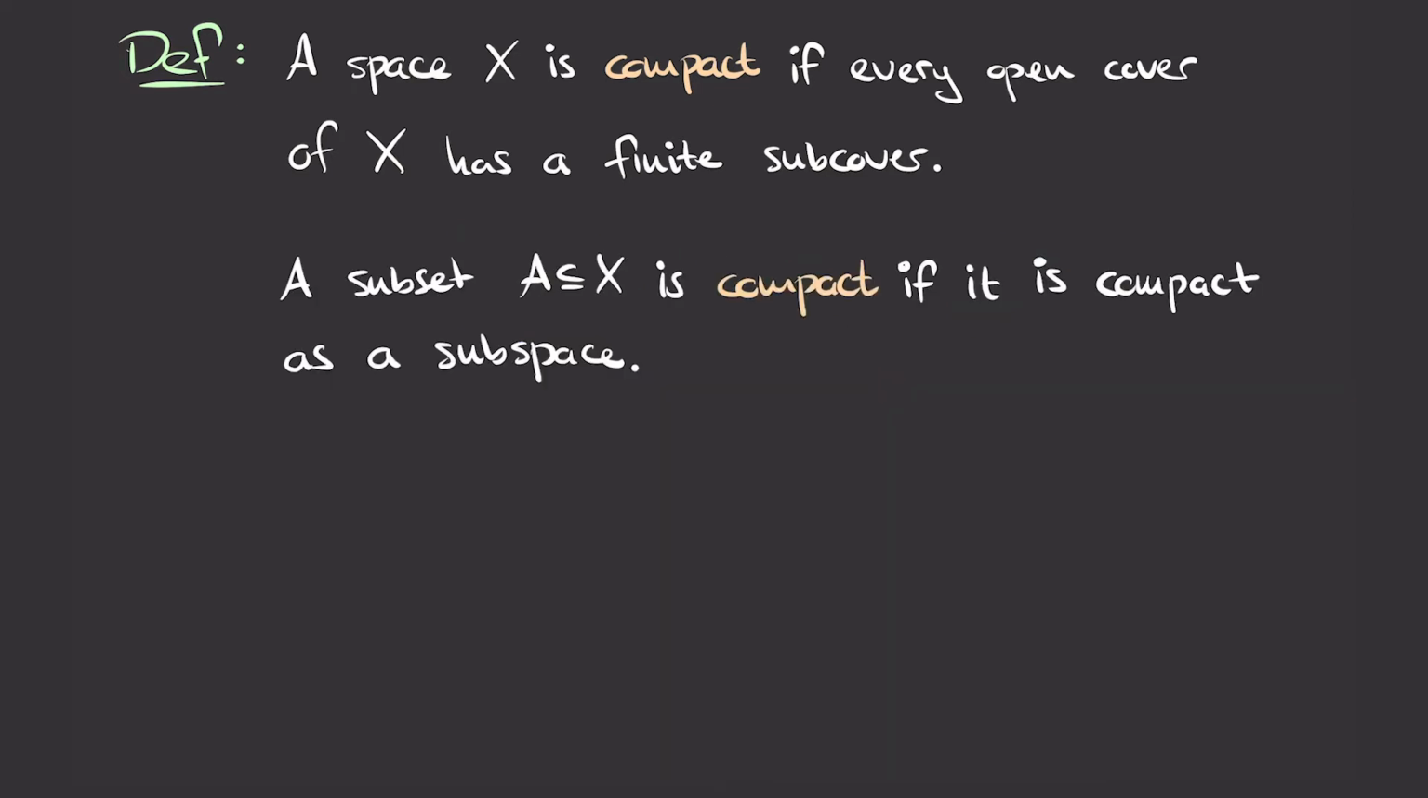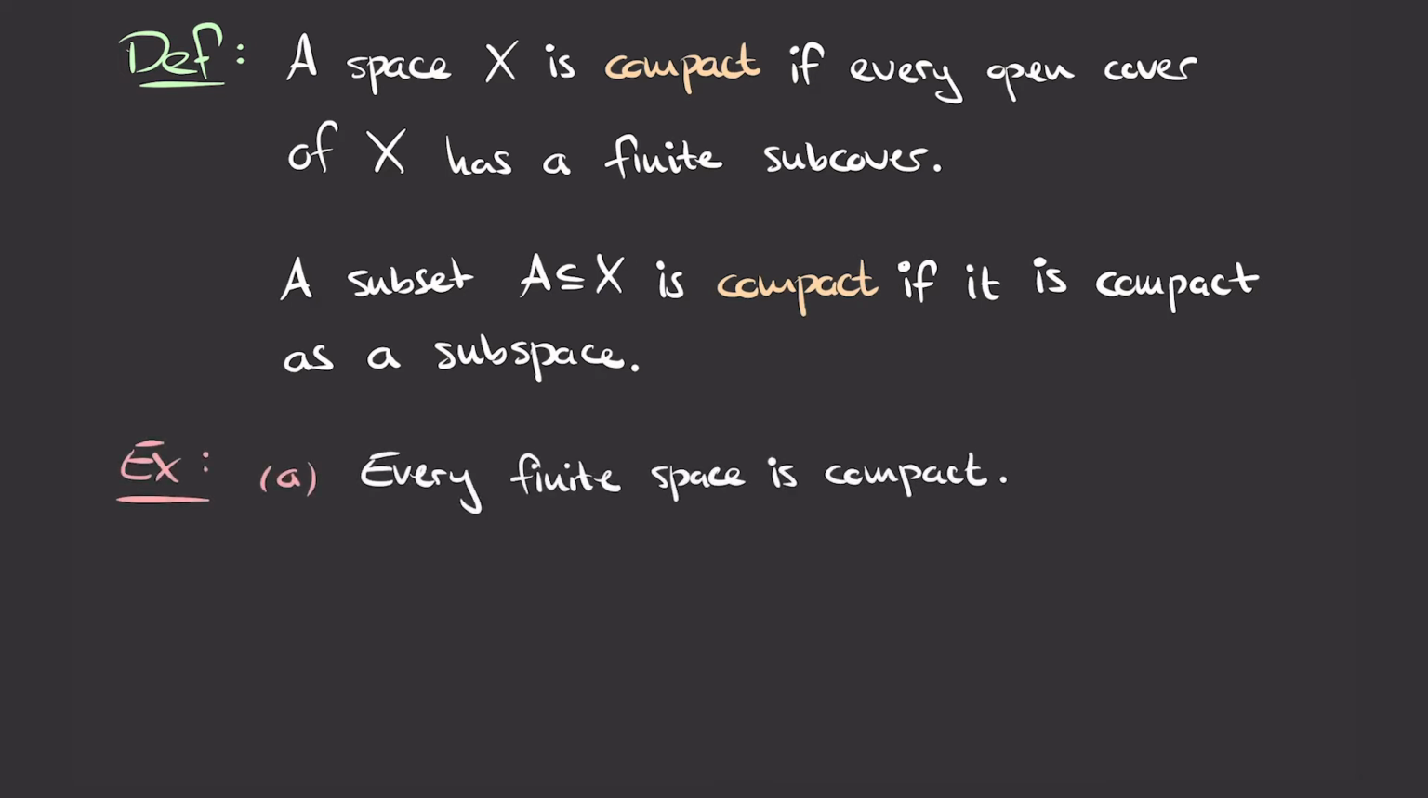Finally, before giving some examples, I'll also define what it means for a subset of some topological space to be compact, namely a subset A of a topological space X is called compact if it is compact in the subspace topology. This is exactly analogous to what we did with connectedness. So we defined what it means for a space to be connected in its entirety, and then we said that a subset is connected if it's connected in the subspace topology.